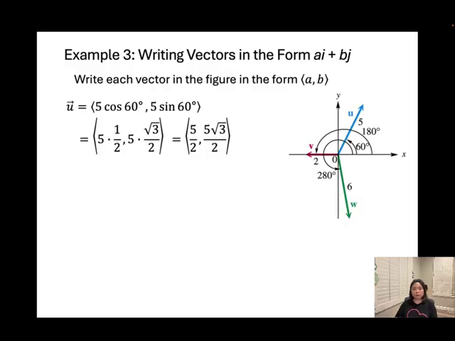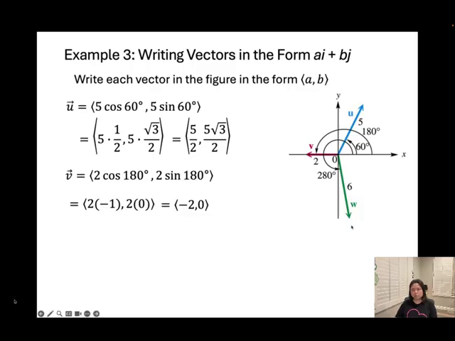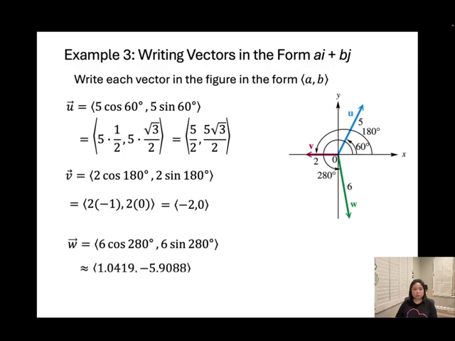Check your work. v will be 2 cosine 180 and 2 sine 180. The angle starting from here to here is 180. And then you should get ⟨-2, 0⟩. w will be 6 cosine 280 and 6 sine 280. Use your calculator. You're going to get this.